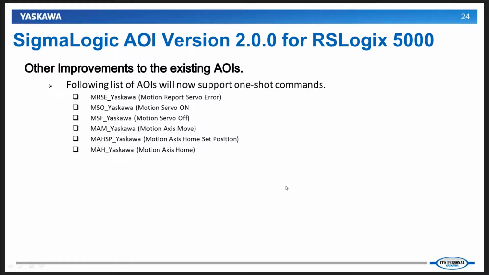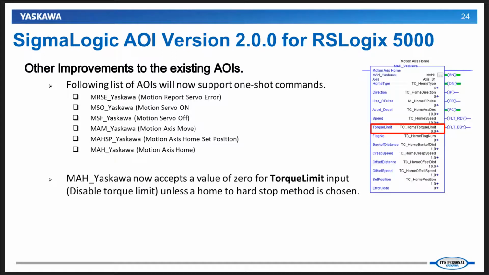And in addition to this, we also added a couple of other improvements to our existing AOIs. One is one-shot command is now available for pretty much all of our motion-related AOIs. The list is here. And motion axis home, Yaskawa can now accept 0 torque limit. Before, this was not the case because entering 0 torque limit would give you a homing parameter invalid error. Now that is not the case.